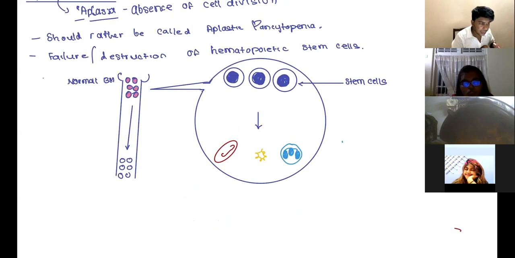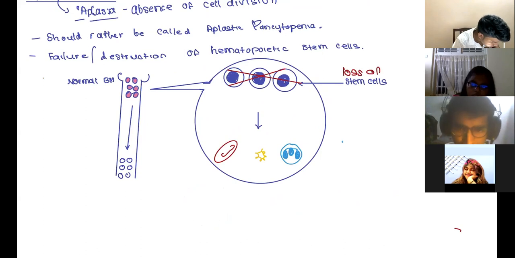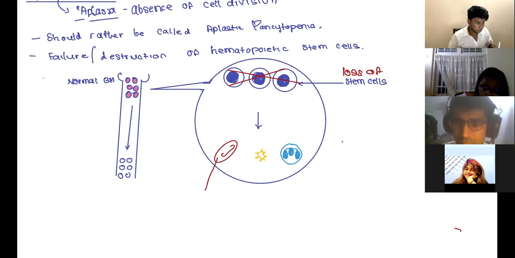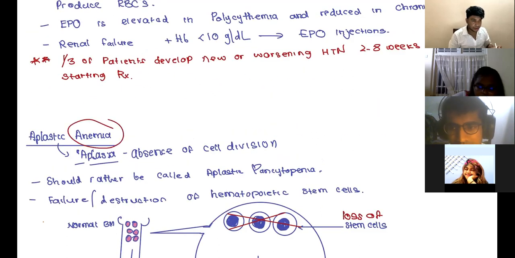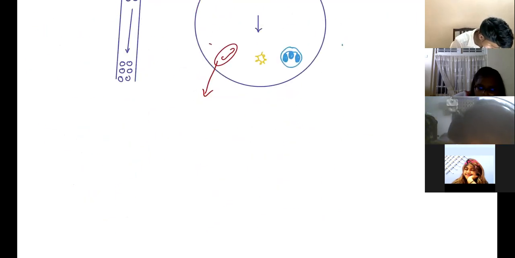What happens in aplastic anemia is you lose these stem cells. Loss of stem cells leads to pancytopenia. What is the condition when the red blood cells are low? What do you call it when red blood cells are low? We talk about this. Anemia, okay? It causes anemia. It will be low, so anemia.